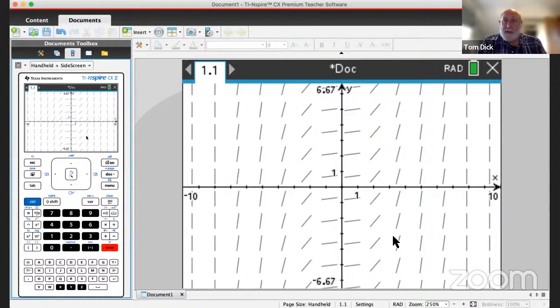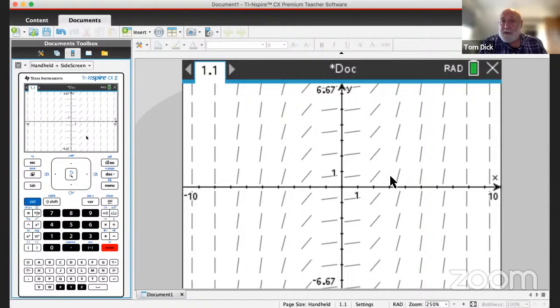Now, whenever I've introduced slope fields to students for the first time, I often use an example like this, something that they could very easily figure out what the original y1 form would look like.